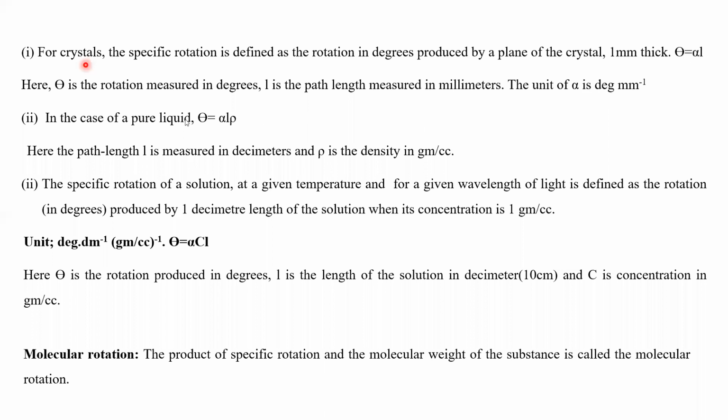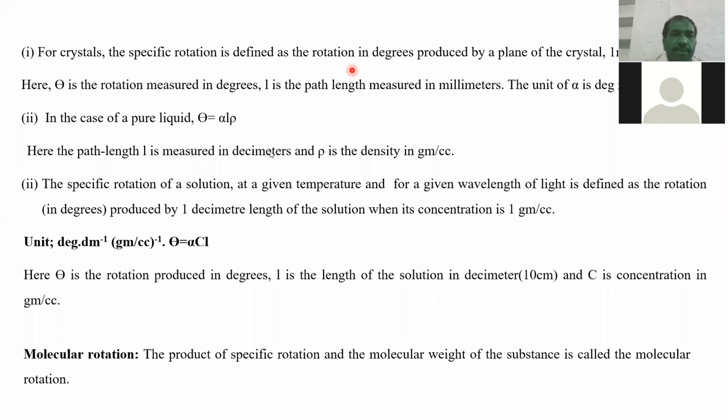In the case of a pure liquid, theta is equal to alpha into L into rho. Here one more term, rho, is included. L is the path length in decimeters and rho is the density in gram per cc. So this is another definition for a pure liquid.